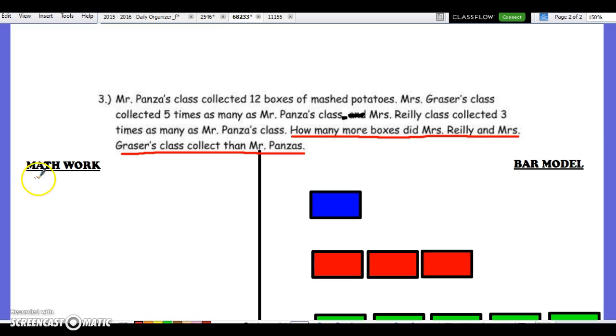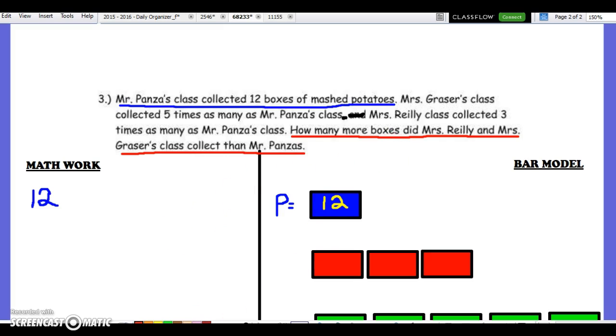So if I separate my page into math work and a bar model, you're going to see the benefits of using the bar model. First, I take what I know, and that's the fact that Mr. Panza's class, who we will represent with this blue box here and the letter P, has a certain number of mashed potatoes, and that number is 12. I received that information right here. When I went back into the problem, I saw that Mr. Panza's class collected 12 boxes of mashed potatoes. That becomes my base number. My base number is the number that's going to go in every single one of my bar model boxes for this equation.